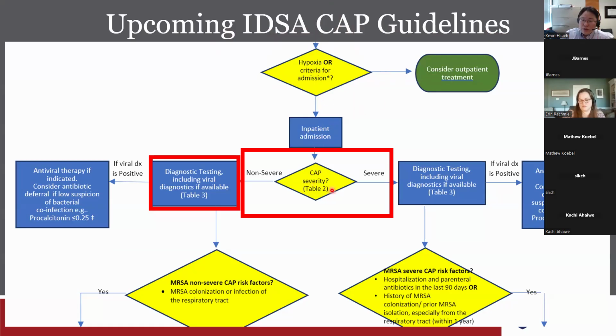But the things that they really focus on in the beginning are grading the severity of illness, so categorizing whether or not the CAP is severe or non-severe, and then identifying the kinds of diagnostic testing that is appropriate for that.